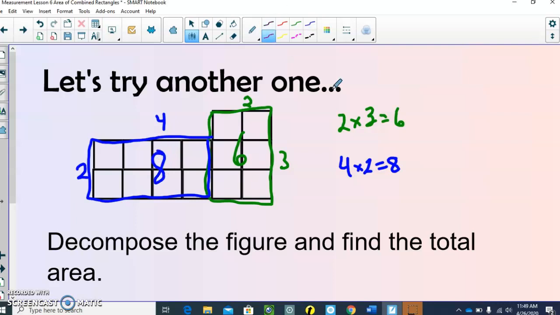All right, so now I can add my areas together. So 6 plus 8 is 14. So my combined area, or my total area of this figure here would be 14 square units. Square units, because we don't know exactly what unit it is.